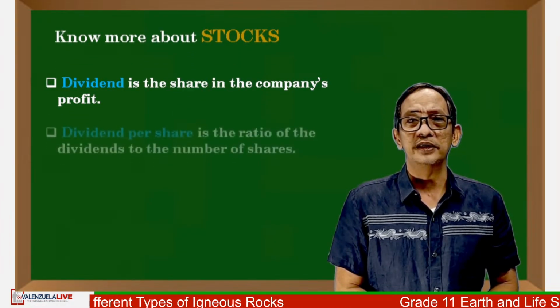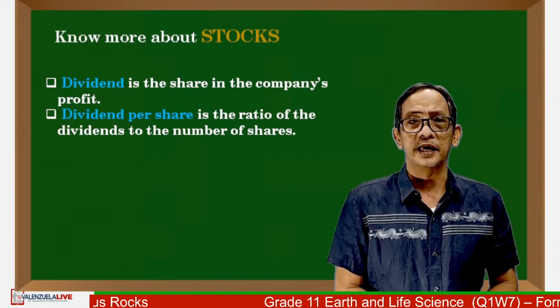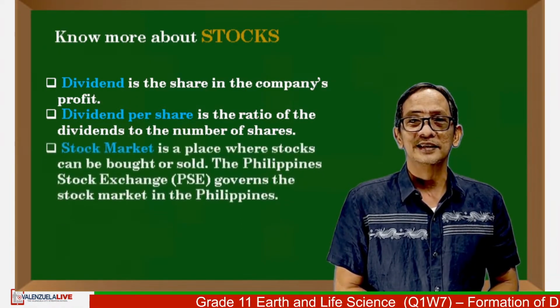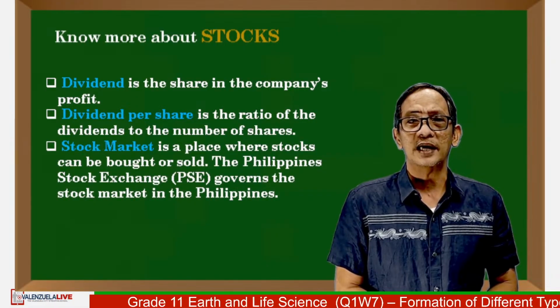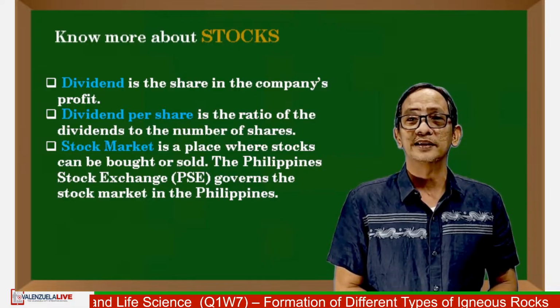Dividend is the share in the company's profit. Dividend per share is the ratio of the dividends to the number of shares. Stock market is a place where stocks can be bought or sold. The Philippine Stock Exchange governs the stock market in the Philippines.